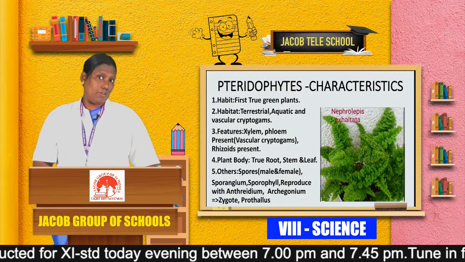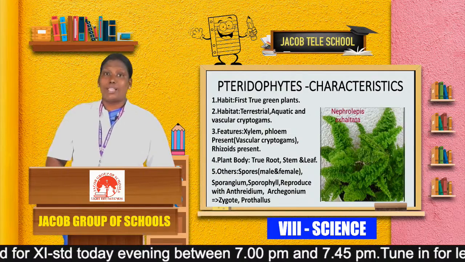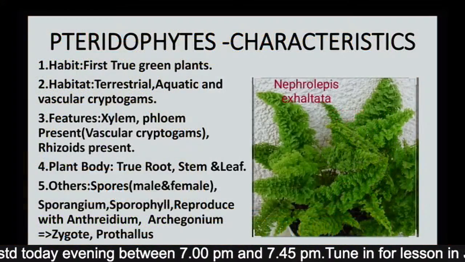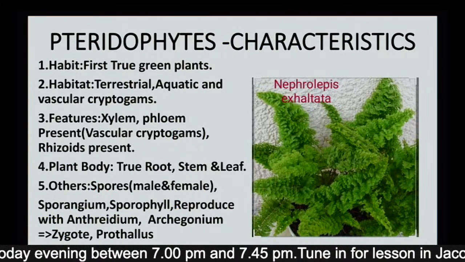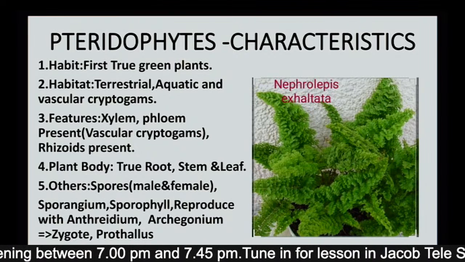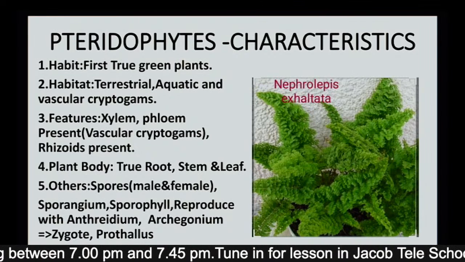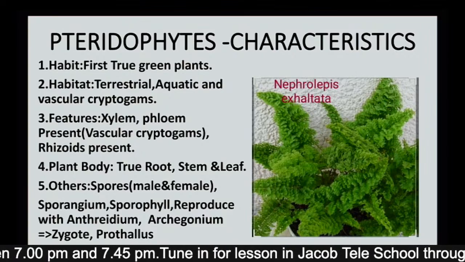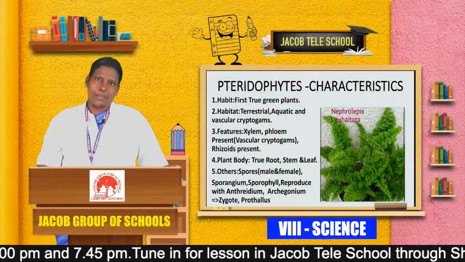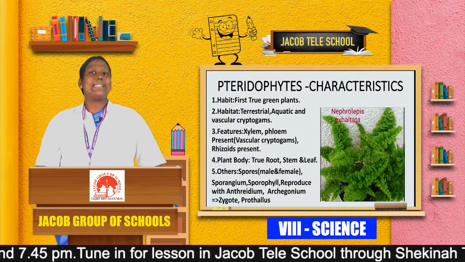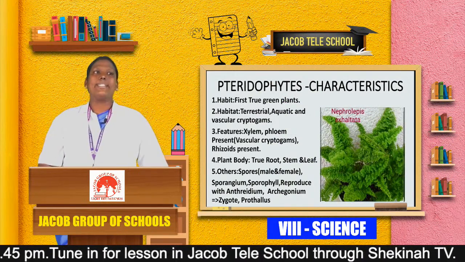They have xylem and phloem, so they are called vascular cryptogams. Non-vascular means xylem and phloem are not in bryophytes, but pteridophytes are called vascular. That means the conducting tissues, xylem and phloem, are present. Now here xylem and phloem are seen, so pteridophytes are called vascular cryptogams. What are cryptogams? The plants that do not really produce seed and flower are called cryptogams.